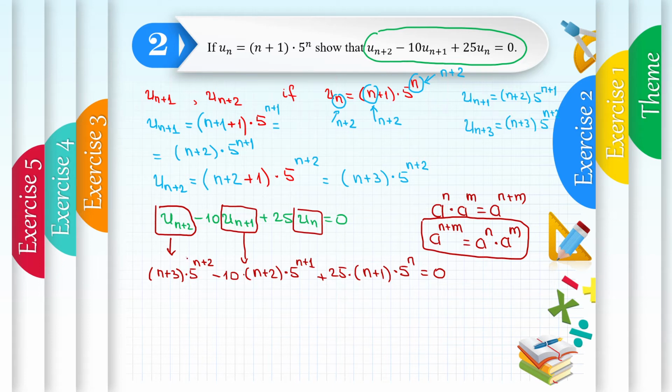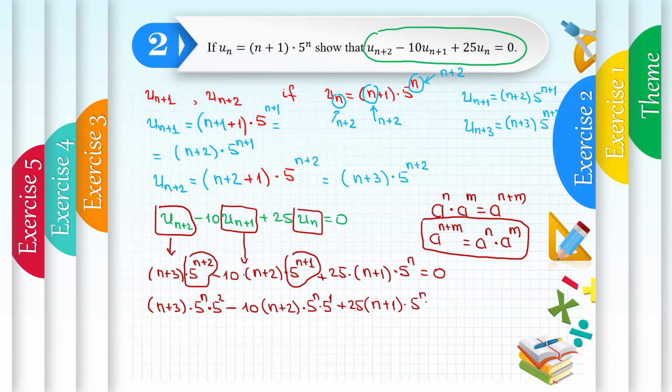So I will use this property for 5 to power n+2 and for 5 to power n+1. And we will get the following: (n+3) multiplied by 5 to n multiplied by 5 to power 2, minus 10(n+2) 5 to n 5 to 1, plus 25(n+1) 5 to n, is equal to 0.